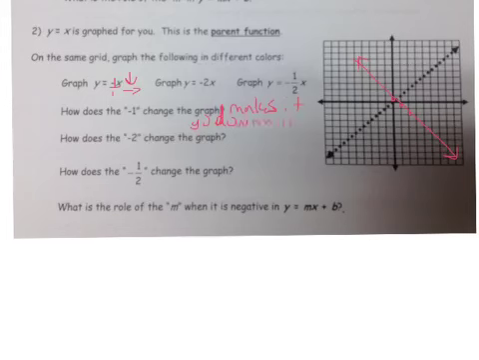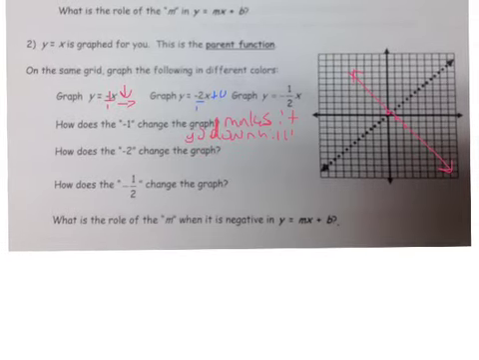If we try a negative 2, this is still going to cross at 0, and now it's going to go down 2, right 1. Down 2, right 1, down 2, right 1. And so this is what our line does. So the negative 2 makes it go downhill and steeper. The 2 makes it steeper, the negative makes it go downhill.